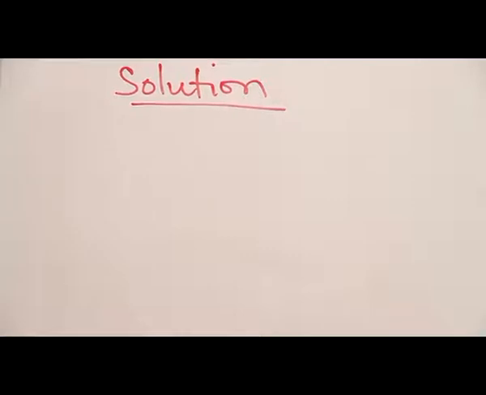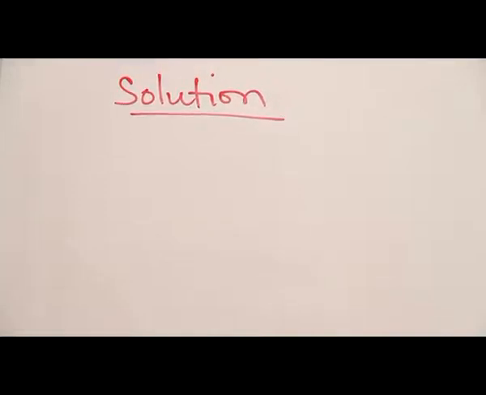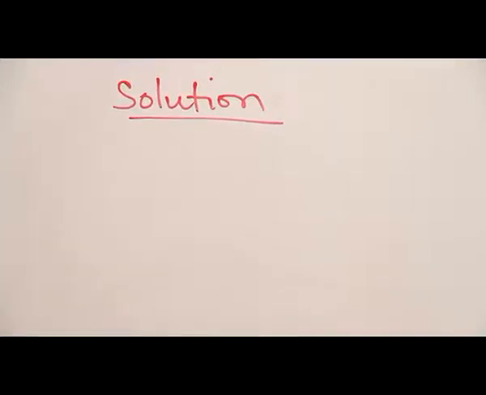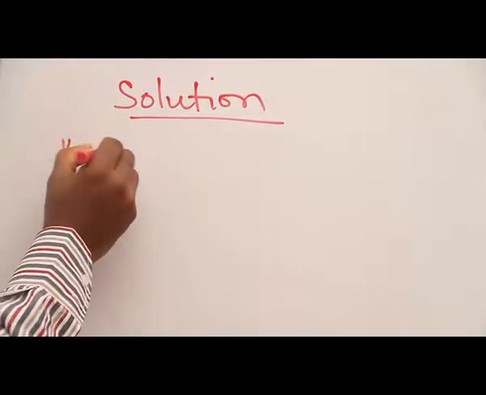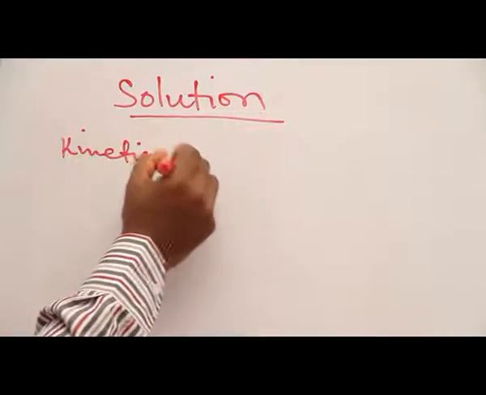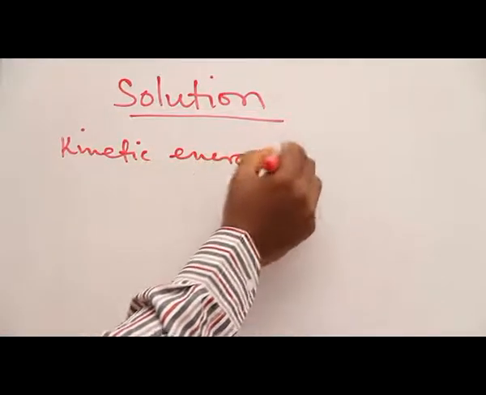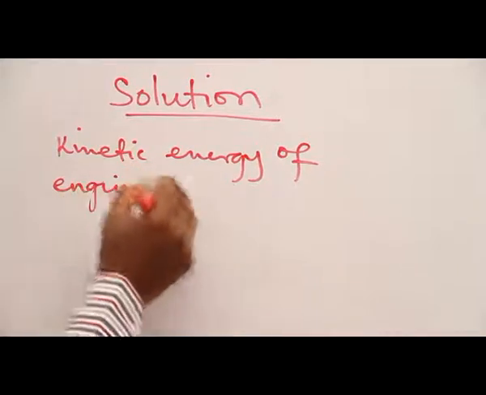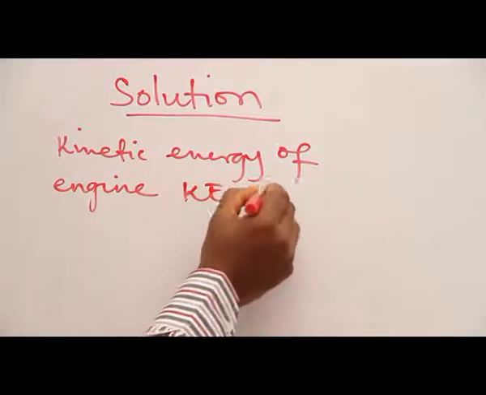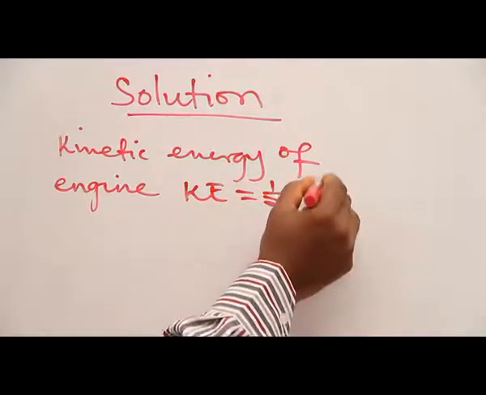The engine started from rest and it acquired a speed v, that's the final speed. So the energy used is kinetic energy. Kinetic energy of the engine, KE, is half mv squared.